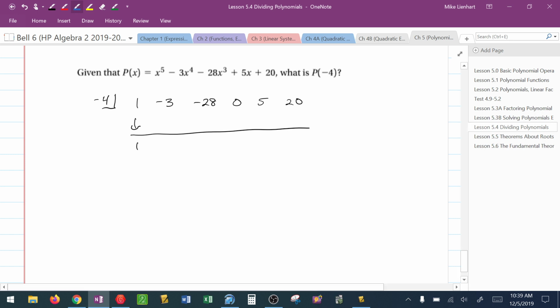Follow the pattern: box times bottom, put it up above, combine. Continue through each column, and box up the last term. Now, interestingly, if I were to substitute a negative 4 in for x in each one of those terms and simplify it, I find that P of negative 4 is 0.